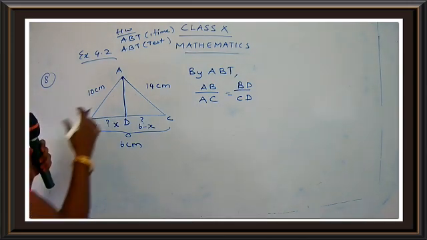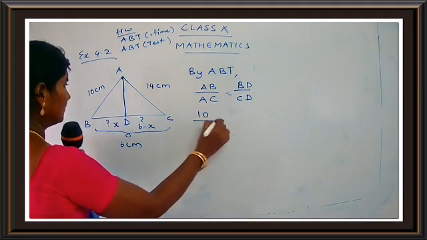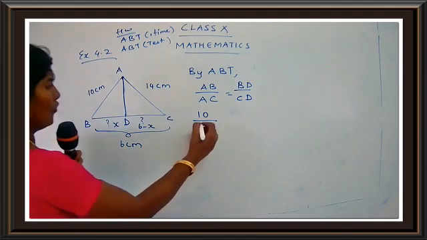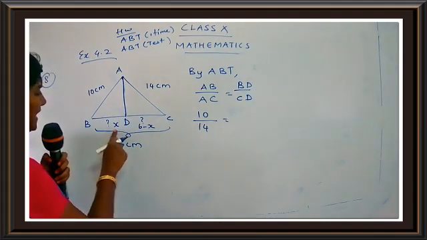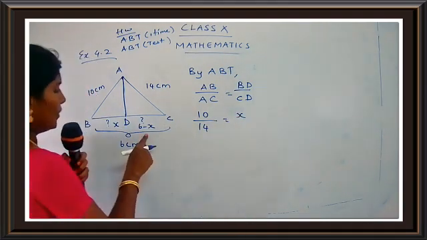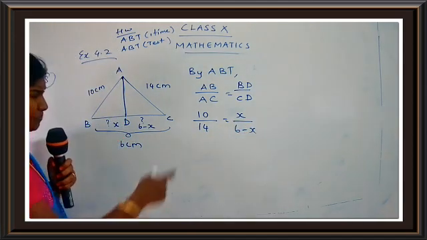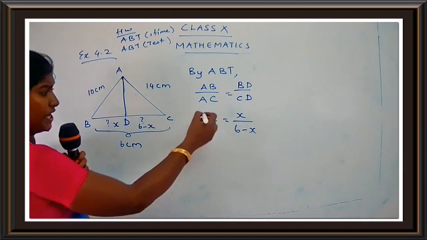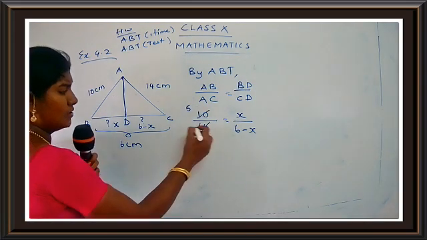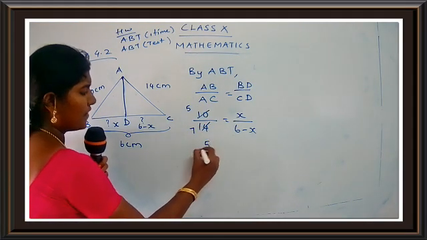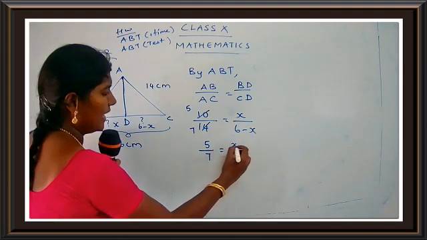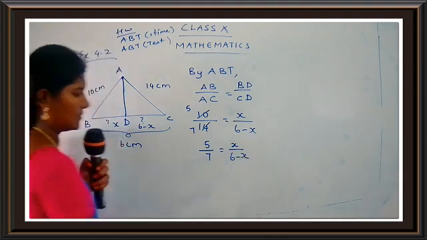Now, I'm just going to substitute the values that I know over here. So let's put the value. AB is 10. What is AC? 14. What is BD? X. What is CD? 6 minus X. Okay. We can have some simplifications. 2 5s are 10, 2 7s are 14. So 5 upon 7 is equal to X upon 6 minus X.